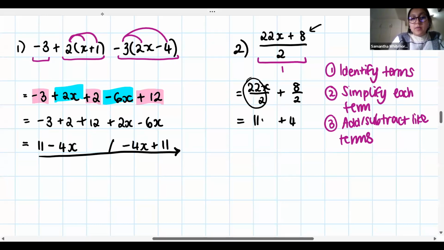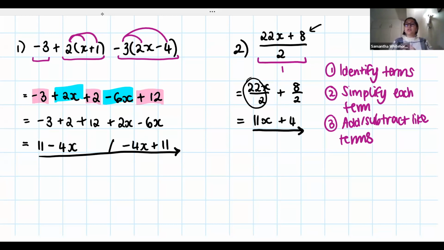Now, guys, unlike what we had earlier, those are not like terms. Can't do anything with it. That is it. It simplifies to 11x plus 4. So always double check that you have like terms. Sometimes you won't, and it just means that you end there. You've simplified fully. But if you have like terms, you do need to add and subtract them. All right, so take your screenshots.